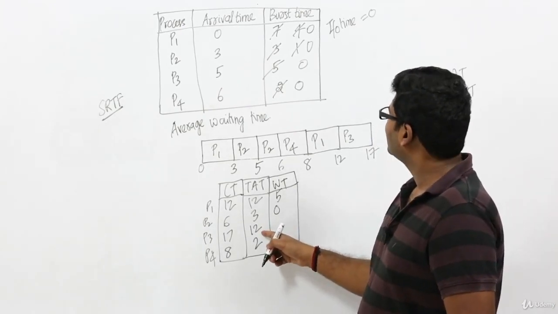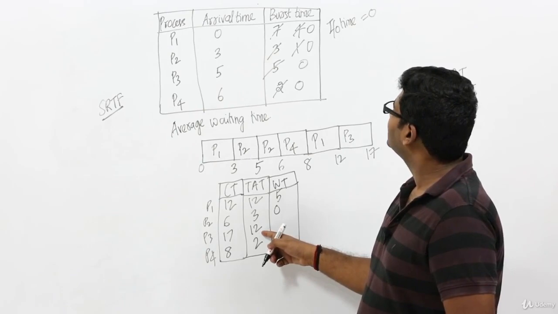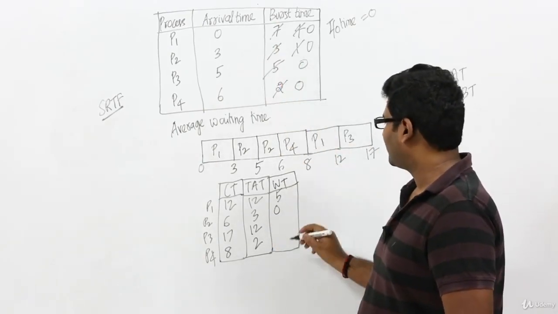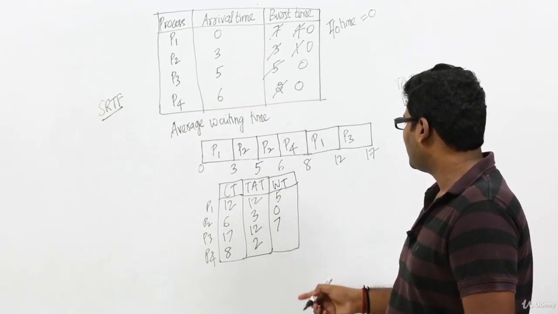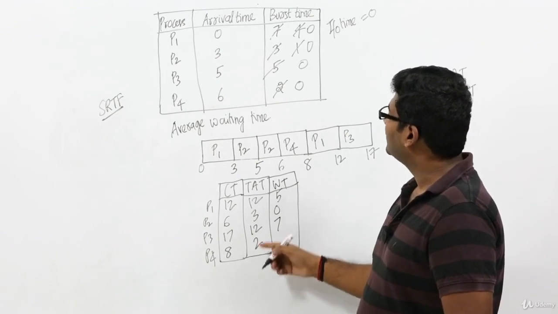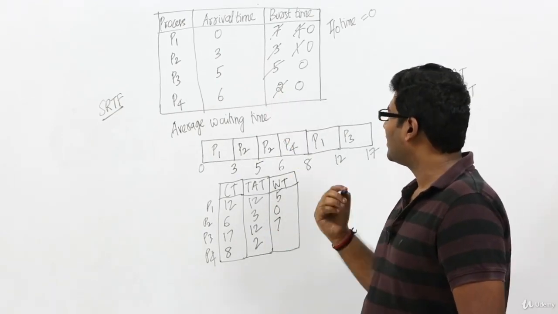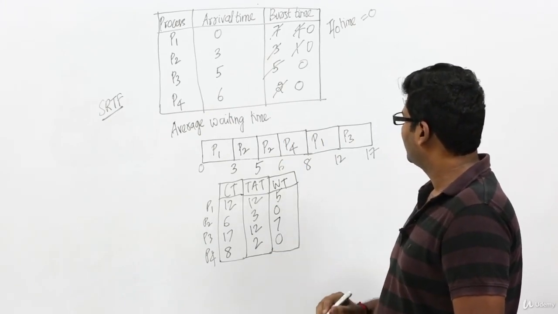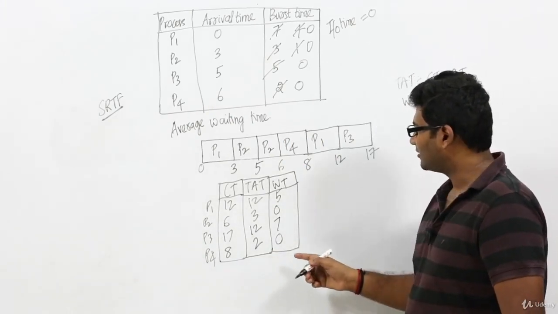P3's turnaround time is 12 and P3's burst time is 5. So 12 minus 5 is 7. Similarly, P4's turnaround time is 2 time units, out of which it has executed for 2 time units, which means it has not waited for any time. So 2 minus 2 is 0. Now we have calculated the waiting time.